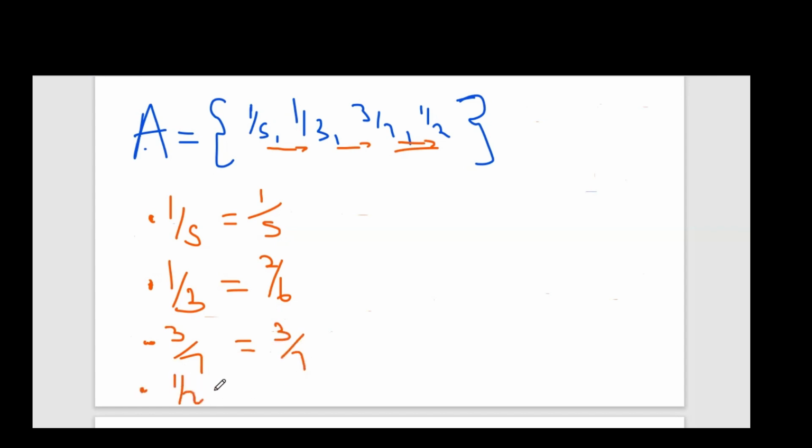So 1 over 2 is going to become what? In what other way can we write 1 over 2? We can write it as 2 over 4.